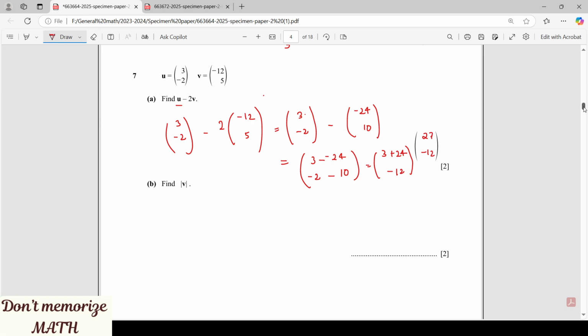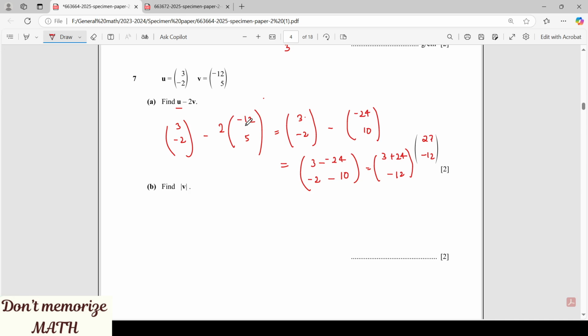Then the next question, finding the modulus of b. If you don't know, please note, if you have a vector (a, b) like this, to find the modulus you have to take the square root of a squared plus b squared. It comes from the x and y axes, maybe you already know this. So the modulus of b will become the square root of, put a bracket, minus 12 squared plus the second component, 5 squared.